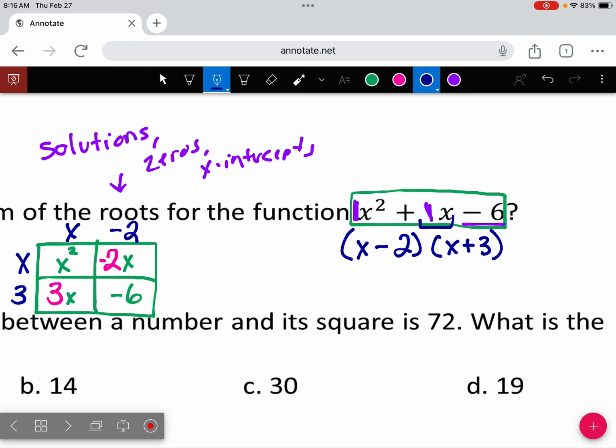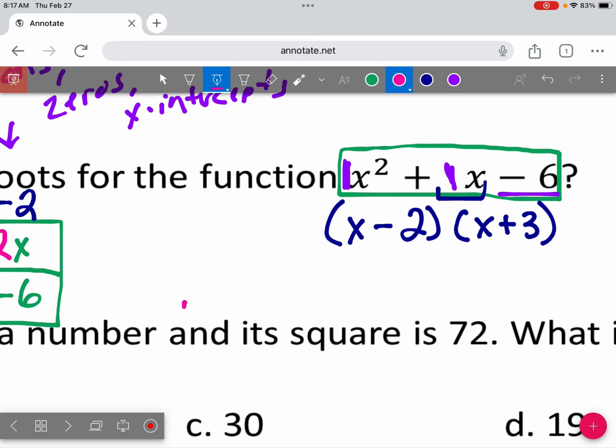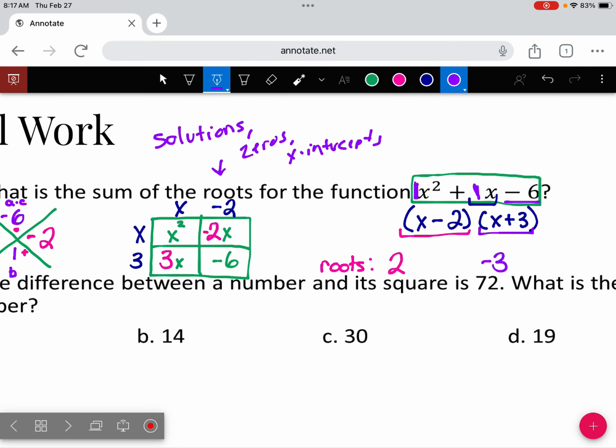So what are my roots? Because we were looking for those. This is factors. What are my roots? That's when I take these guys and set them equal to 0. So this guy's going to give me a root of 2. This guy's going to give me a root of negative 3.